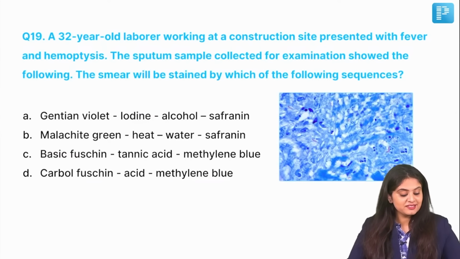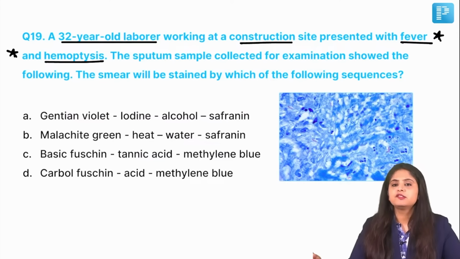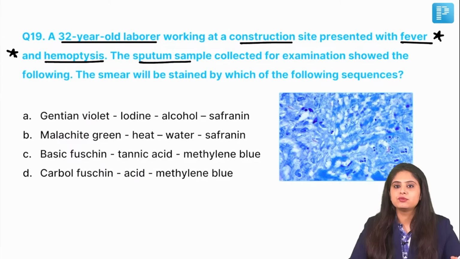Here we come to this, where a 32-year-old laborer working at a construction site comes with fever and hemoptysis. In our country, if someone is having fever and blood in the sputum, either I think of TB or I think of cancer. My first 2 common things come. Over here a sputum sample was taken, TB and cancer are running in the mind. If they show me this picture, of course it is to do with TB. It is a Micro TND, of course it is to do with TB.